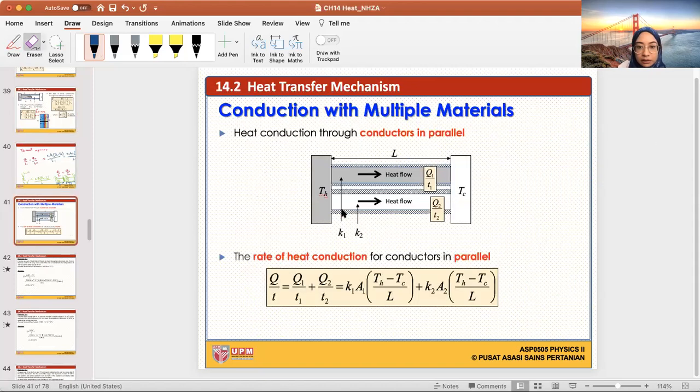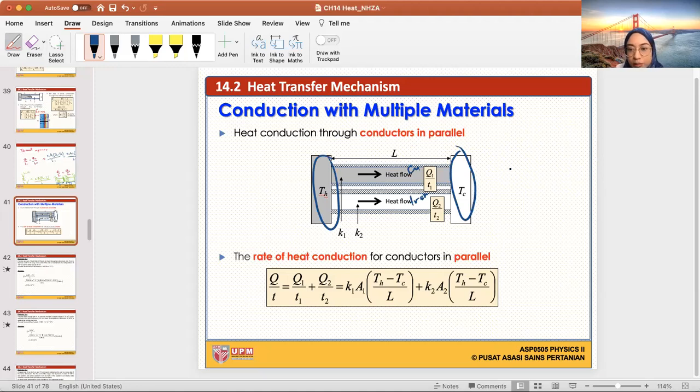All right, moving on. Okay, so this one is in parallel. Series tadi bersiri, bersentuh. Parallel, dia tak bersentuh dengan each other. For example, this guy is copper, this guy is iron. They don't touch each other. Apa yang menyamakan diorang? Okay, they are touching the same source. So that is what makes them in parallel.